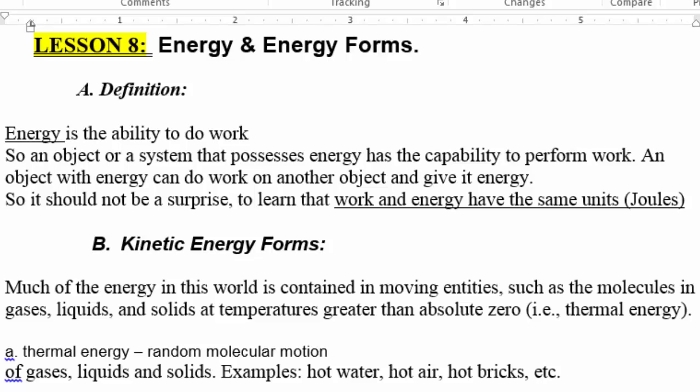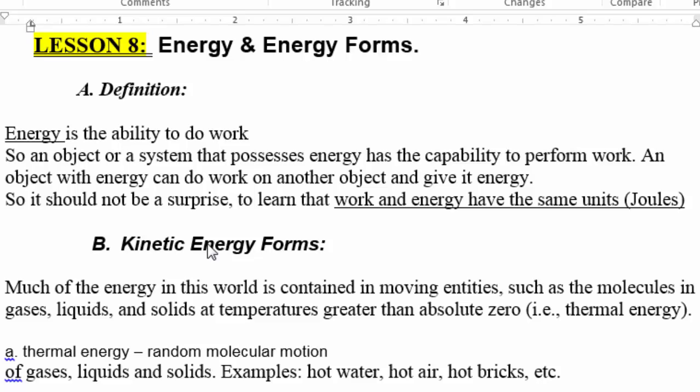Now there are two types of energy. There is kinetic energy and there is potential energy. Kinetic energy is energy due to motion. Why do objects in motion have energy? Because whenever they hit another object, they will be able to perform work on that object, meaning they will be able to apply force and move that object a distance.